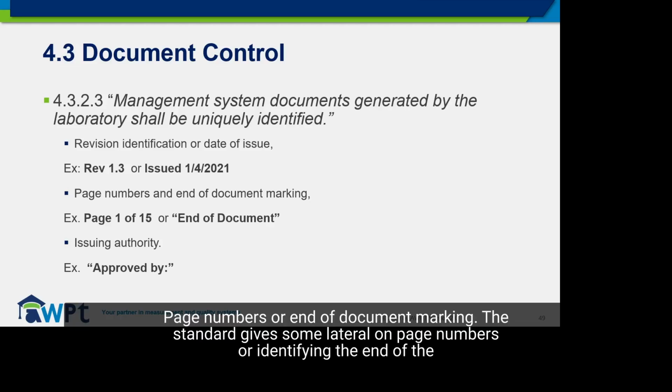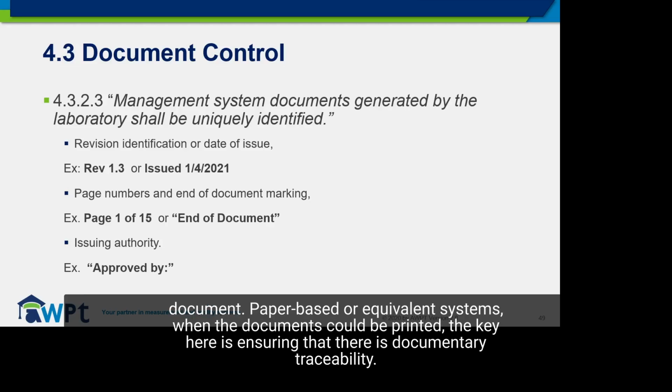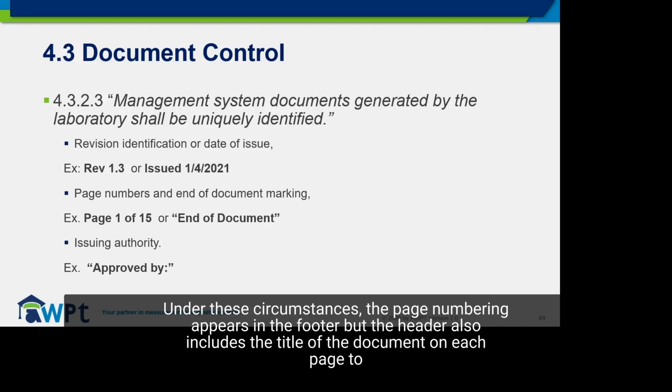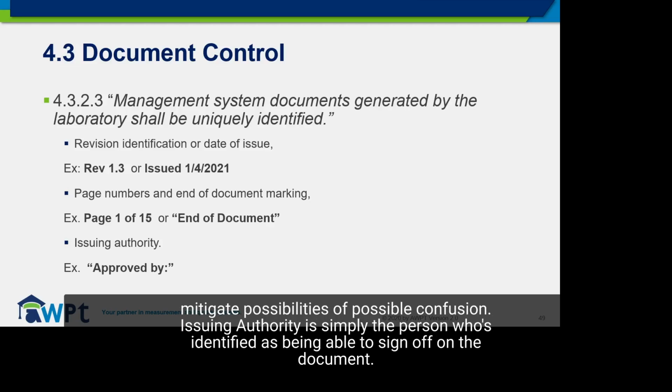Page numbers and end of document marking. The standard gives some latitude on page numbers or identifying the end of the document. For paper-based or equivalent systems, where the documents could be printed, the key here is ensuring that there is documentary traceability, meaning if a page is printed and could be mixed up with other documents, that it is readily identifiable to the specific procedure. Under these circumstances, the page numbering appears in the footer, but the header also includes the title of the document on each page to mitigate possibilities of confusion. The issuing authority is simply the person who is identified as being able to sign off on the document.